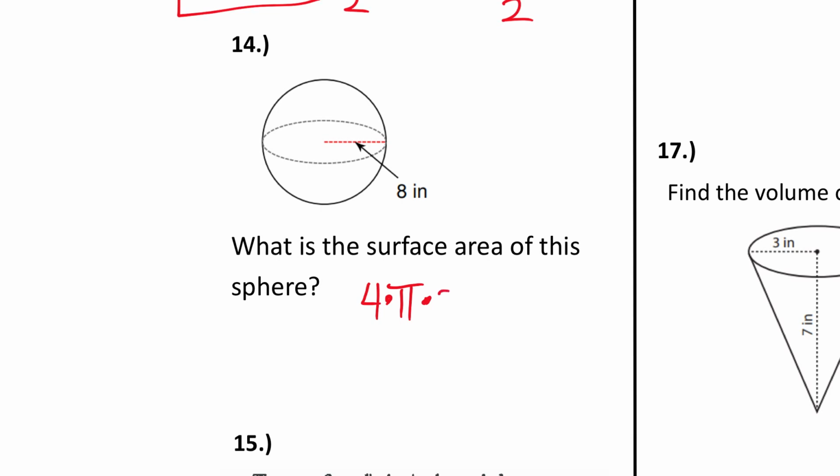All right, 4 pi r squared. Okay, 804.25.